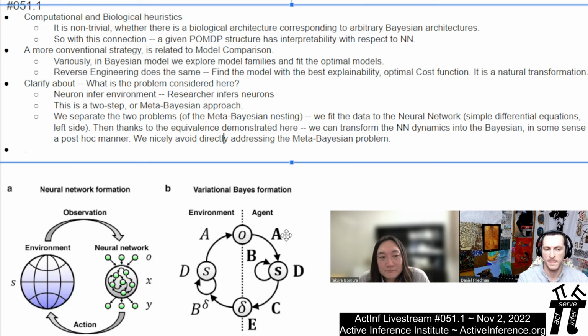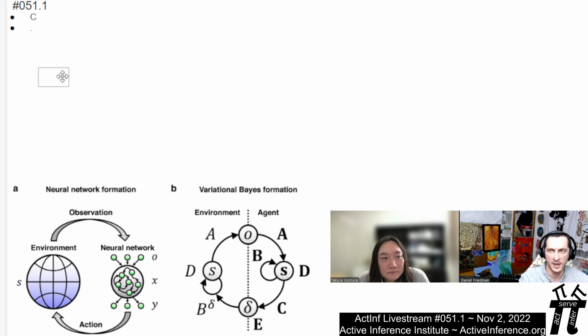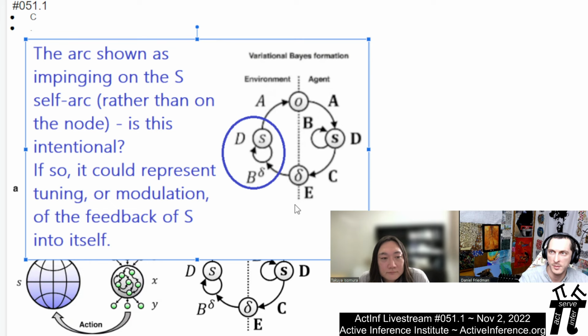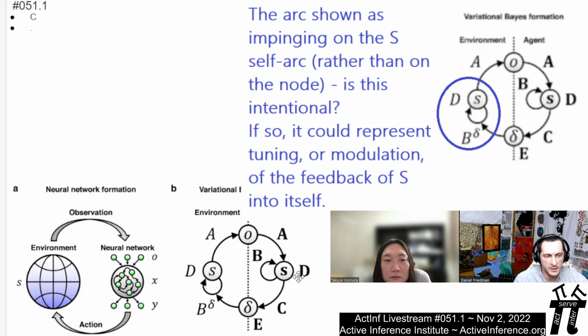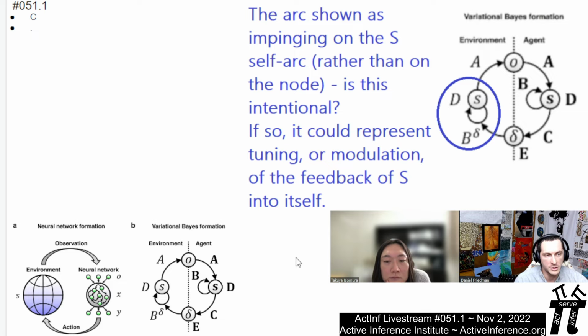Right, awesome. I'm going to show an image and ask a question from Dave in the chat. So Dave made this image. It's the right side of figure one that we've just been looking at with the variational Bayesian formation. And he wrote, the arc shown as impinging on the S self arc. Is this intentional? If so, it could represent tuning or modulation of the feedback of S into itself. So, do you have a thought on this?